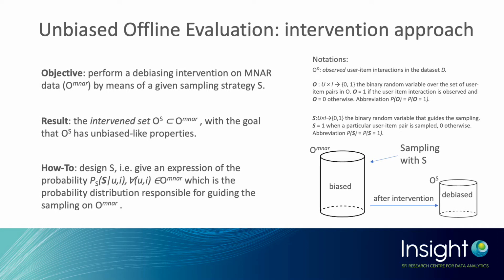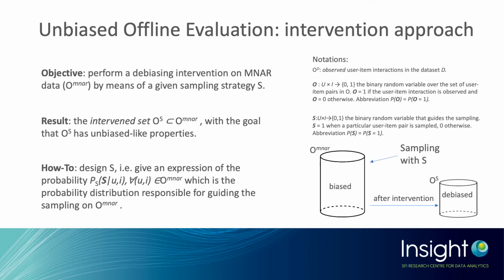The goal of the intervention approach is to perform a debiasing intervention on MNAR data by means of a given sampling strategy S. So, we denote the observed user item interactions in a dataset D by using O superscript D. Using those notations, the output of the intervention is a subset O^S of O^MNAR with the goal that O^S has unbiased-like properties. We also denote by italic and bold O the binary random variable over the set of user item pairs in O. O equals 1 if the user item interaction is observed, and O equals 0 otherwise. We will use this notation in the following slides.